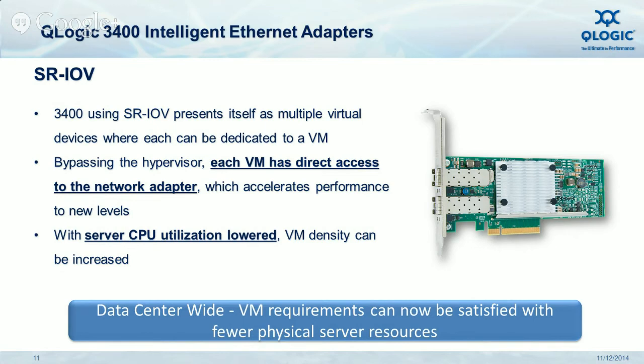Or if you're deploying a new greenfield environment, you can actually spend less on server CPU and RAM resources and disk resources by getting a card that's going to cost you less than the Intel version of the card too. So just more ways we're trying to help our customers do more with less. Data center-wide virtual machine requirements can now be satisfied with fewer physical server resources. That's our main goal here, to make you have more available for lower cost.